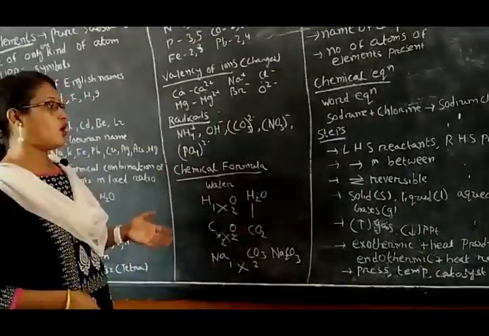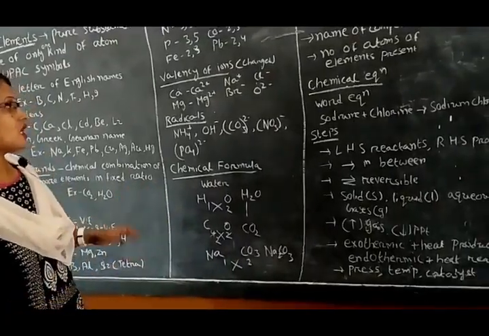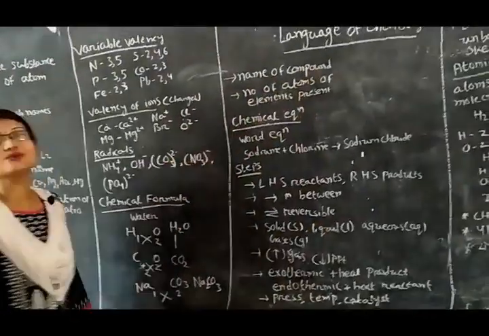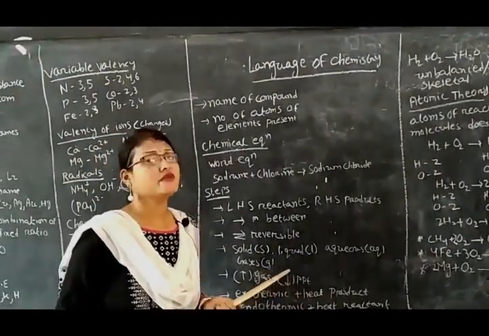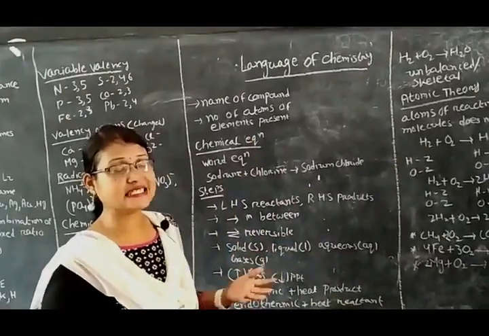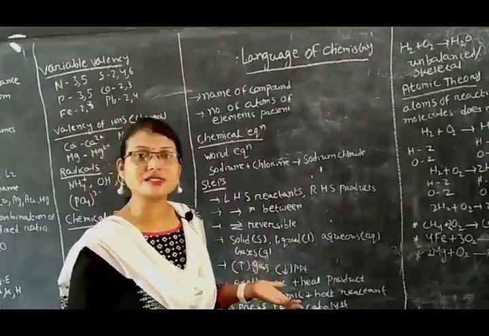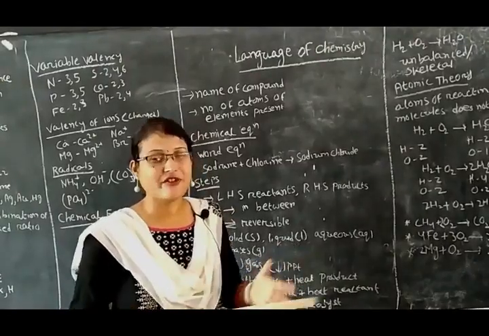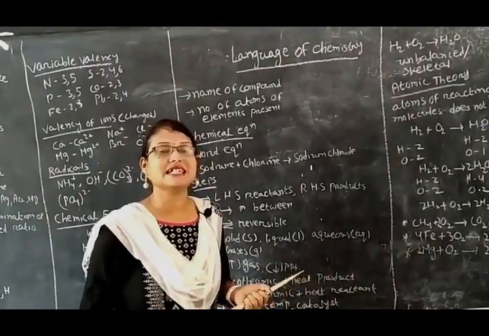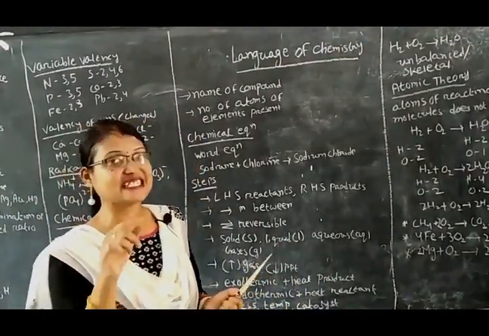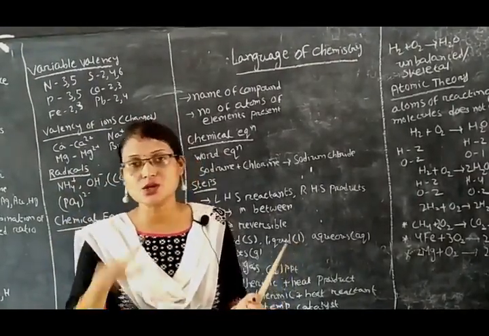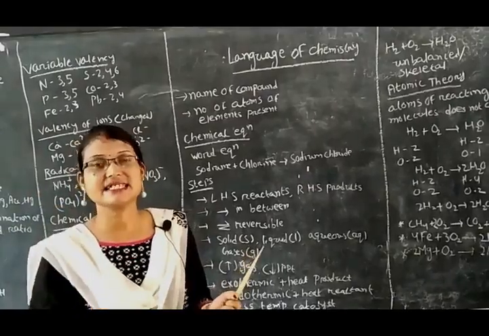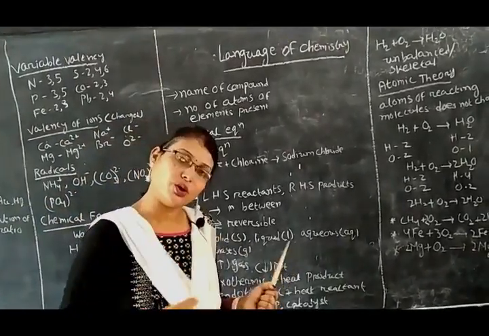What can we know by this chemical formula? We can know the name of the compound. If it is written CaOH, what will be the name of the compound? Ca stands for calcium, OH for hydroxide, calcium hydroxide. In fact, the correct chemical formula for calcium hydroxide is Ca(OH)2. You can write in this manner: Ca, the valency is 2, OH valency is 1. By interchanging, it becomes Ca(OH)2.